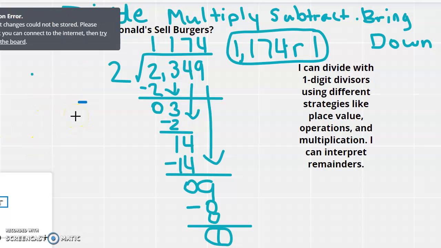So I just want to remind you of the steps. Does McDonald's sell burgers? That's the phrase that's going to help you remember the steps. D for divide in does. M for multiply with McDonald's. S for subtract with sell. And B for bring down in burgers. So this concludes our example model today.